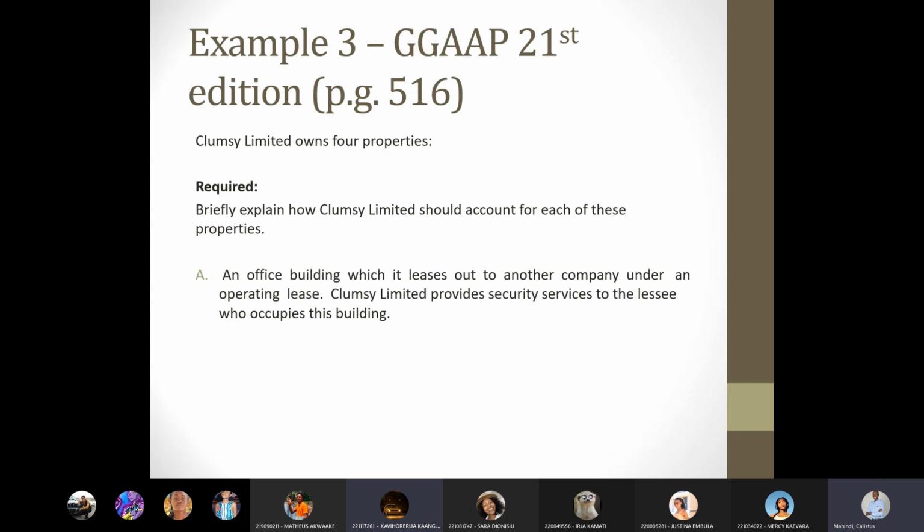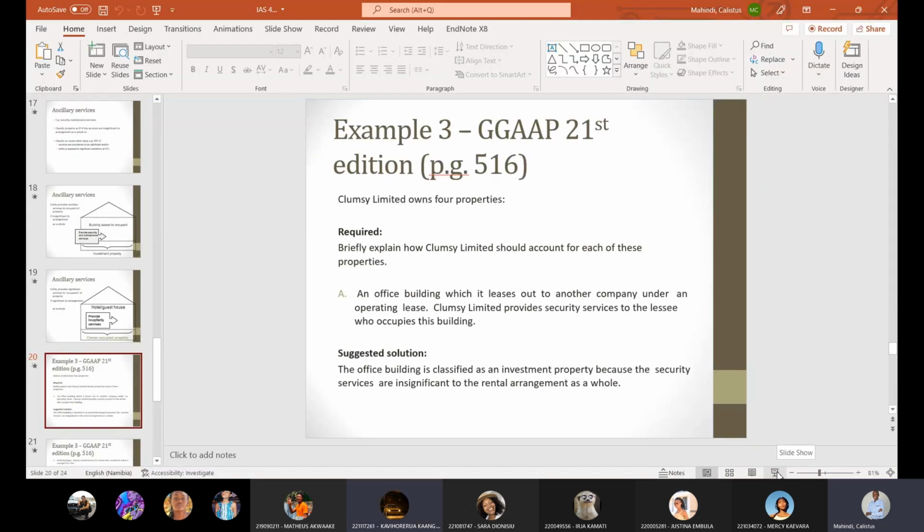I think let us end here for today. What I want you to do: there are only 4 more slides, and these slides have examples. Go through all of the slides. This is example 3 in gripping up. Do example 3 in gripping up on page 516. I'm referring to the 21st edition. All right, do example 3, and then we'll discuss that tomorrow.